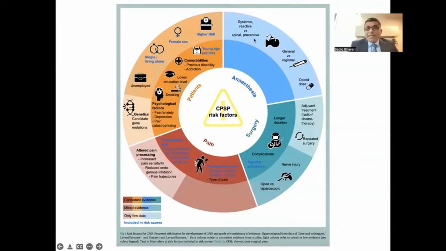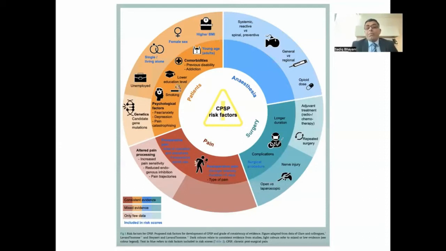In addition to this, the other factors that are responsible are preoperative opioid use, then what type of anesthetic technique you're using, whether you're giving general anesthetic or regional, and we will talk about that more in detail later on. Also surgery: if it's a minimally invasive surgery, there's less tissue damage, there's less trauma related to the surgery, and they're less likely to develop chronic post-surgical pain as compared to someone who's undergoing a longer duration surgery, an open surgery, surgery that involves a lot of tissue damage.